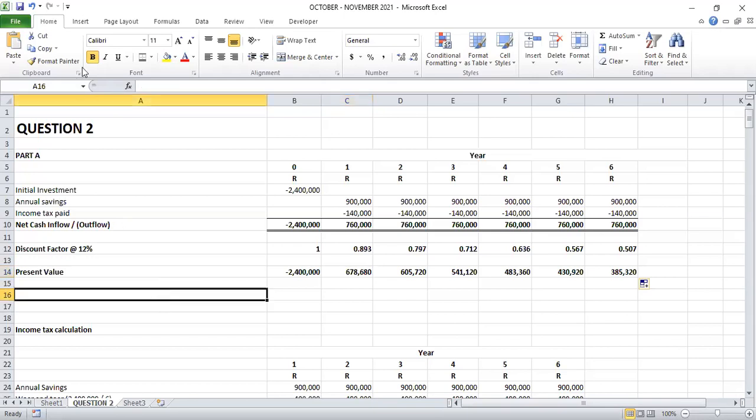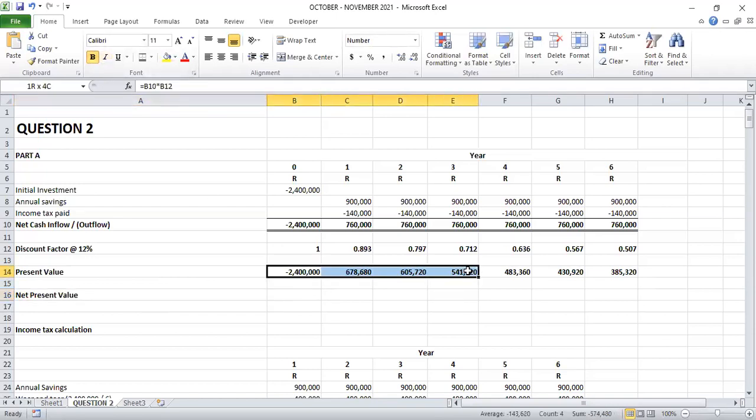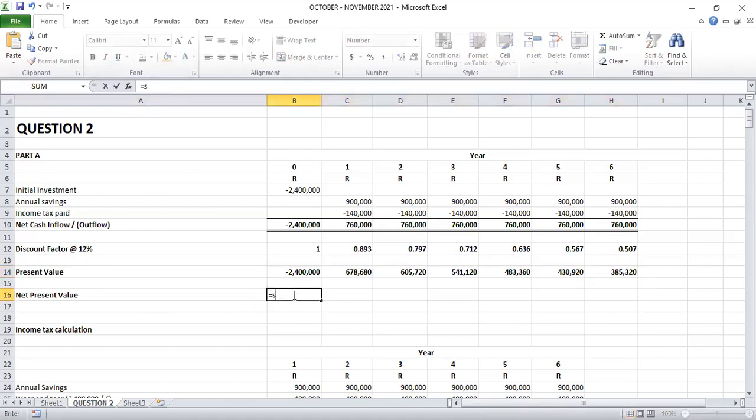Then you find your net present value. To get your net present value, you add up the present values. So that will be equal to the sum, and that will be our net present value.